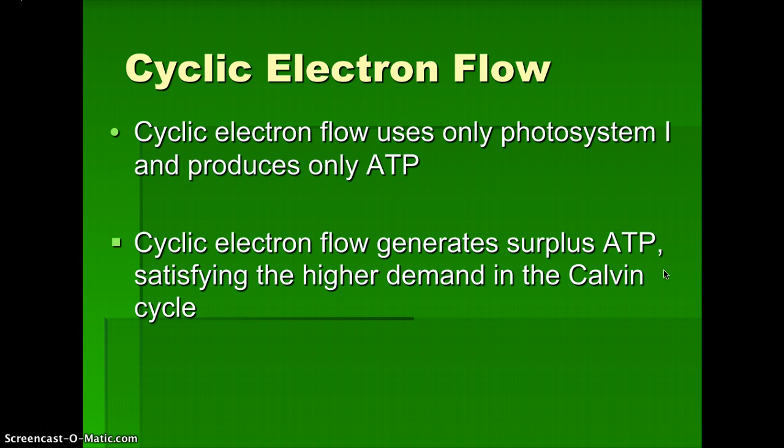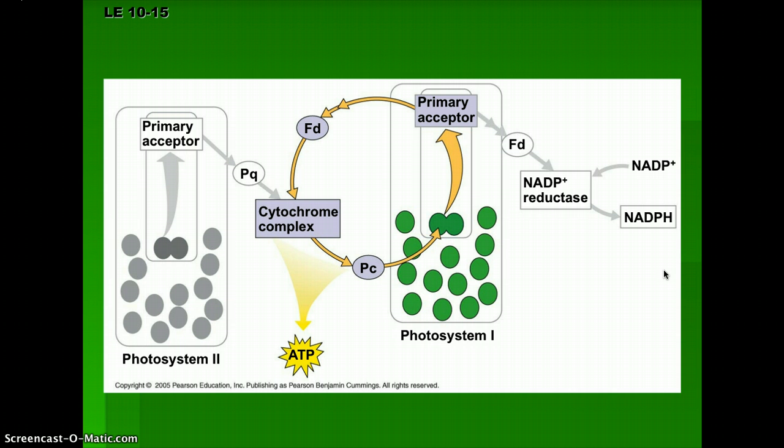Now, that is the non-cyclic electron flow. The cyclic electron flow, in a cyclic electron flow, it uses only photosystem 1, and it produces only ATP. So the cyclic electron flow generates a surplus of ATP, satisfying the higher demand in the Calvin cycle. So here you can see that here. In photosystem 1, you keep rotating back electrons, and it comes back in, and you keep getting that production of the ATP there.